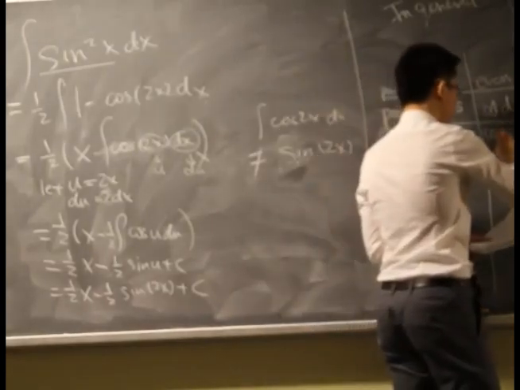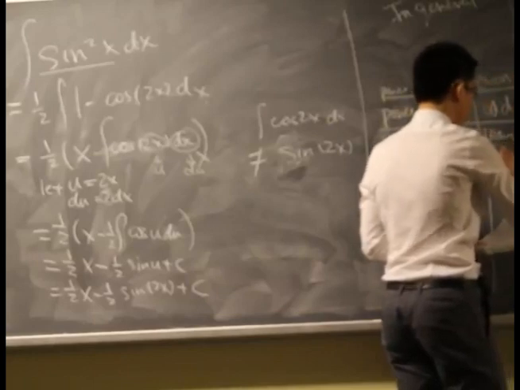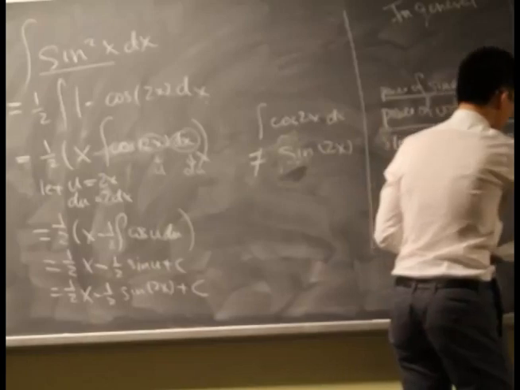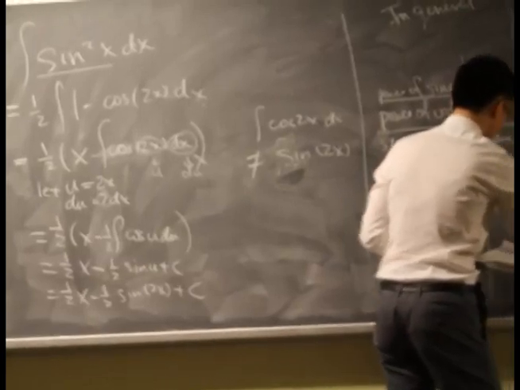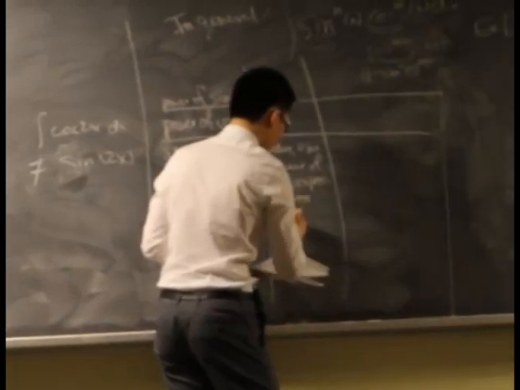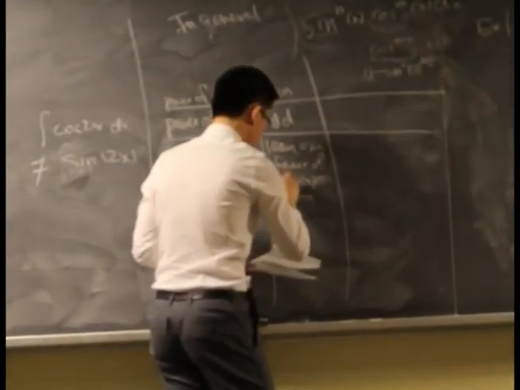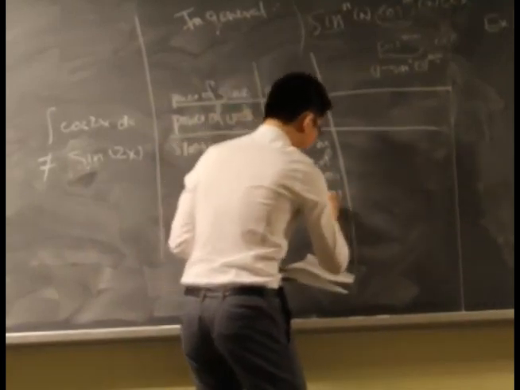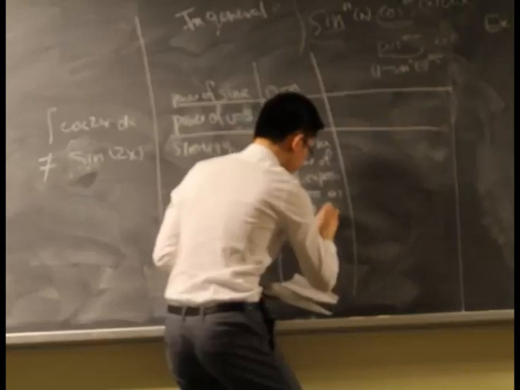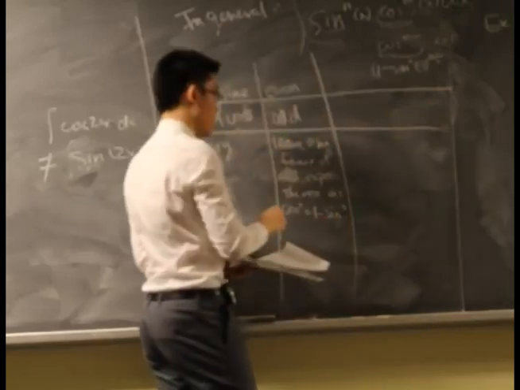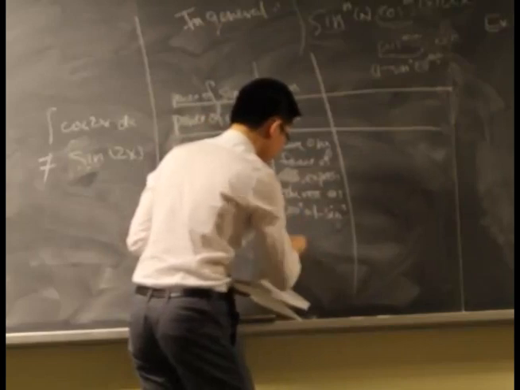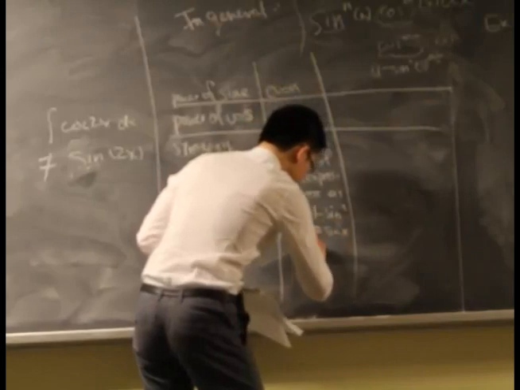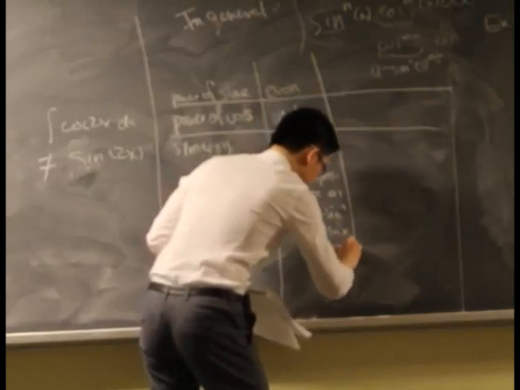So I'm going to write it here. We're going to leave one factor of cos, express the rest of cosine as cos squared equals 1 minus sine squared, and integrate from there. And then use the substitution u equals sine x, du equals cos x dx.